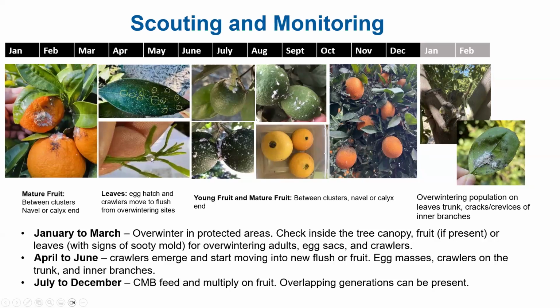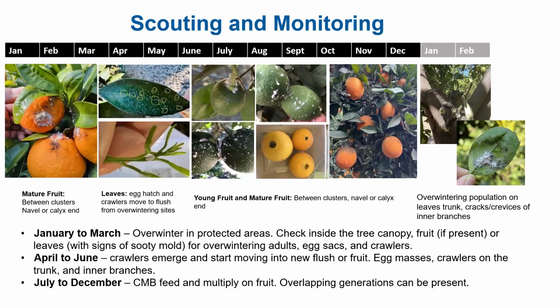Once the tree starts flushing in April, the crawlers from the overwintering generation would hatch and move to the new flush. And this would usually be inside the canopy, especially on the suckers. They're not in the outside canopy. You'd have to go in and look inside the canopy. And in July, the second generation then moves to the fruit and stays between clusters, under the calyx. You can pop open a calyx to see if mealybugs are under there or not. They stay on fruit throughout the season and get harvested with the fruit.